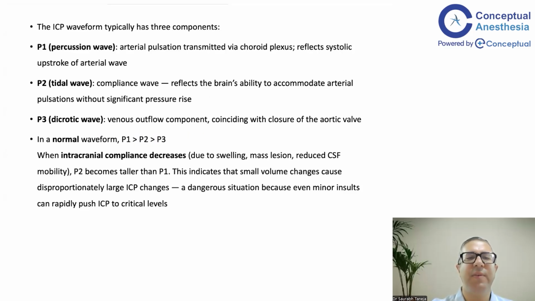So the ICP waveform typically has three components. P1 is the percussion wave, that is the arterial pulsation transmitted via the choroid plexus, and it reflects the systolic upstroke of the arterial wave. Then P2 is called the tidal wave, that is the compliance wave. It reflects the brain's ability to accommodate arterial pulsations without significant pressure rise. And P3 is the dicrotic wave. It tells us about the venous outflow component coinciding with the closure of the aortic valve.